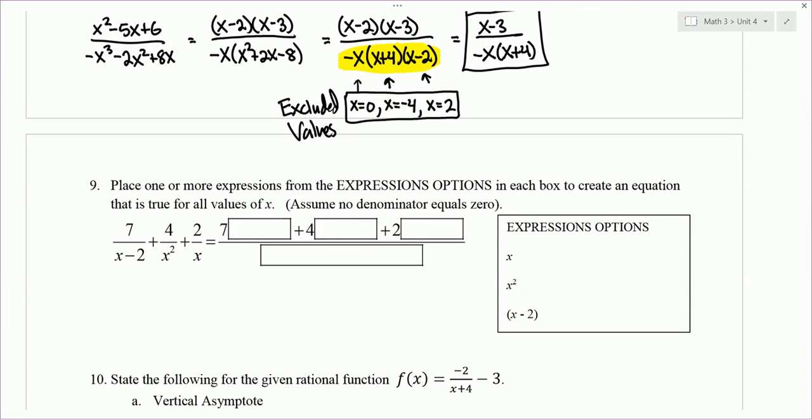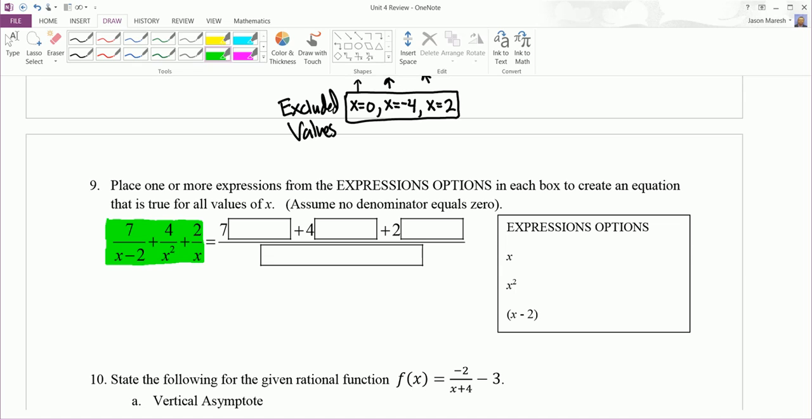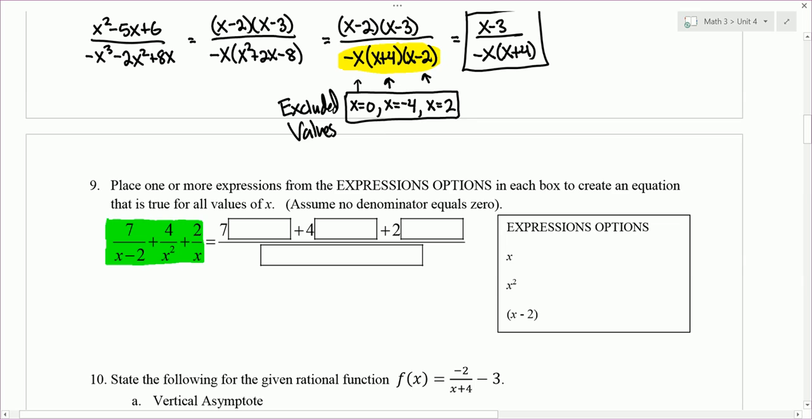Number 9. Place one or more expressions from the expressions option in each box to create an equation that is true for all values of x. So at first, let's just look at the equation on the left-hand side, the part that I'm highlighting. Pretend the right side is not there, and just think, what would you do if you just had the part that was highlighted, and you were going to try to add those? When you add fractions, you need to get a common denominator.